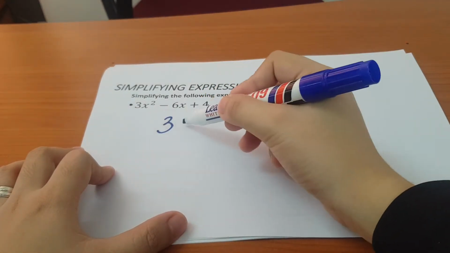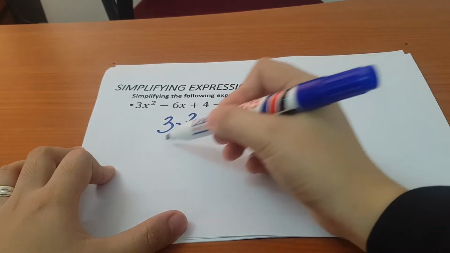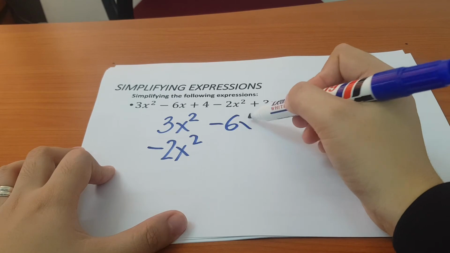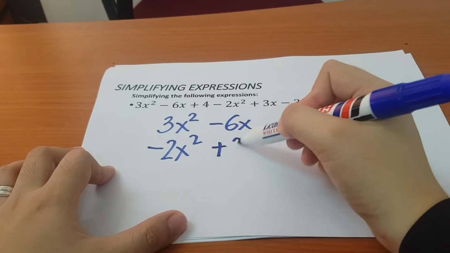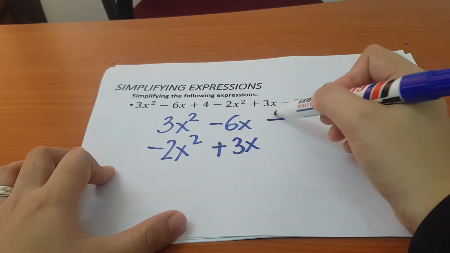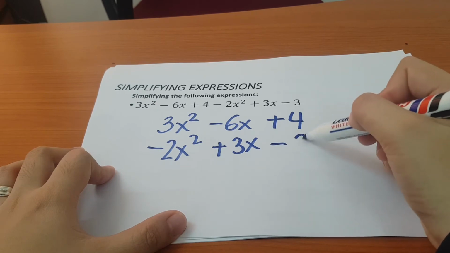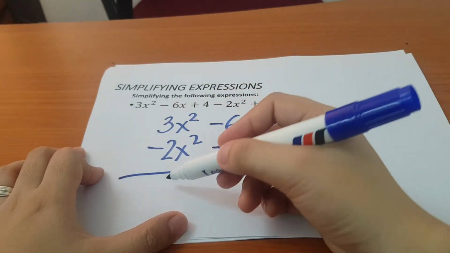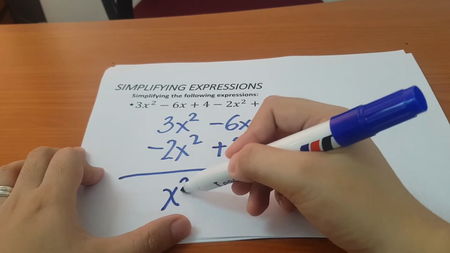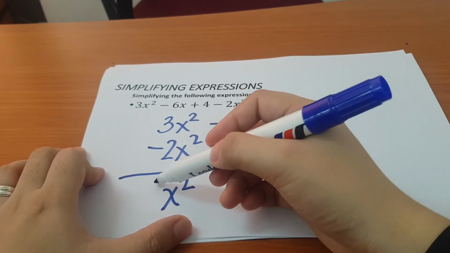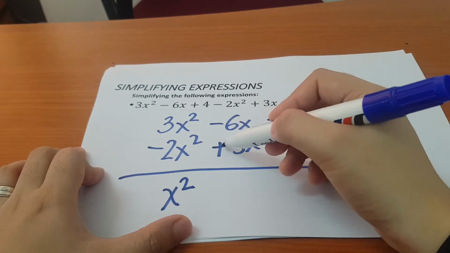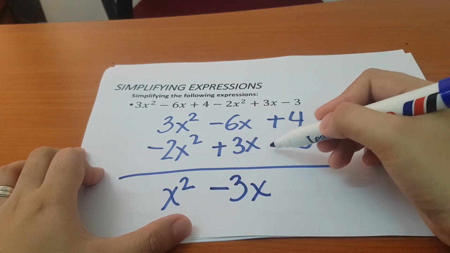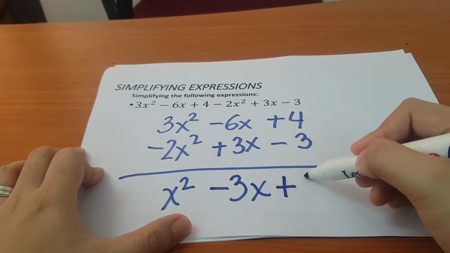We will simplify. 3x squared is the same with 2x squared, minus 6x. We have 3x plus 4 minus 3. 3 minus 2 is 1 x squared, they are like terms. You don't need to write 1. Minus 6 plus 3 is minus 3x. 4 minus 3 is 1.